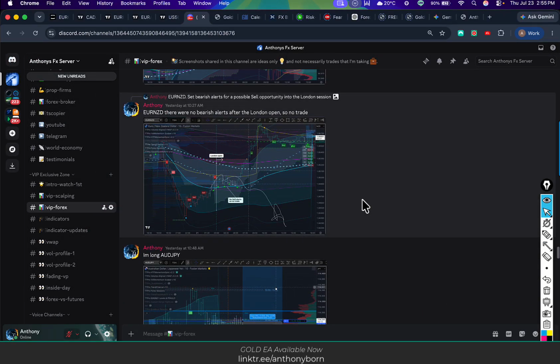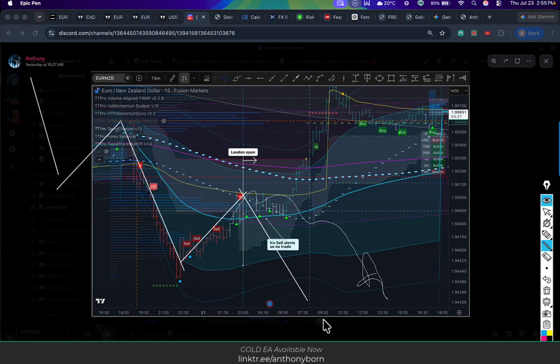Oh, here we go. What's this? There were no bearish alerts. So this one, we were looking for continuation on a bearish trend. See, the 4 hour is bearish. Every now and again, smart money's going to throw a spanner in the works. There's no bearish signal. This was the London Open. They're all green signals. So you'd stay out of it.